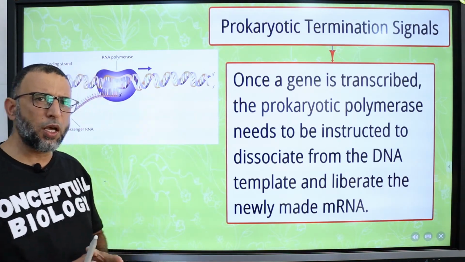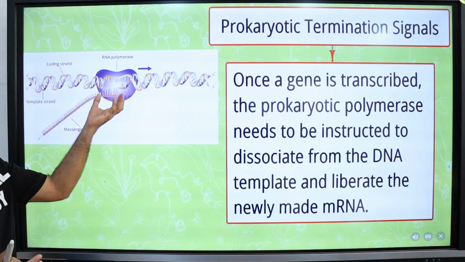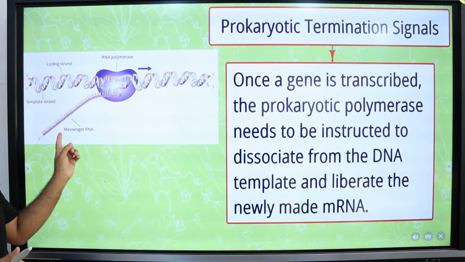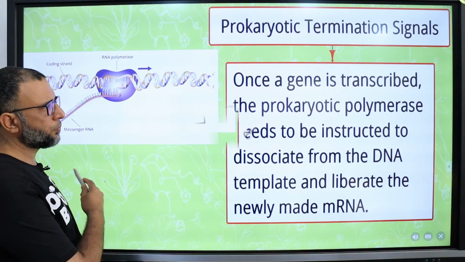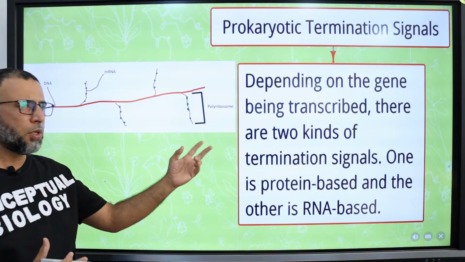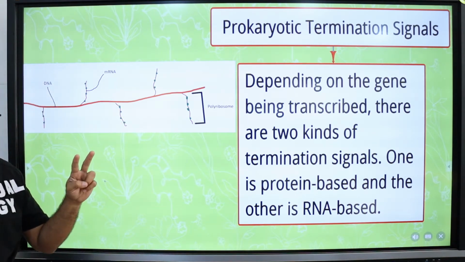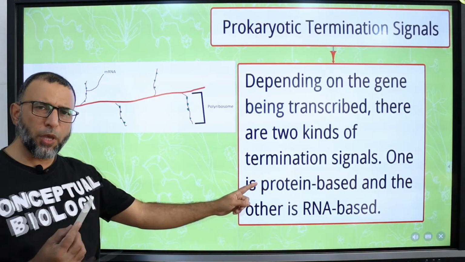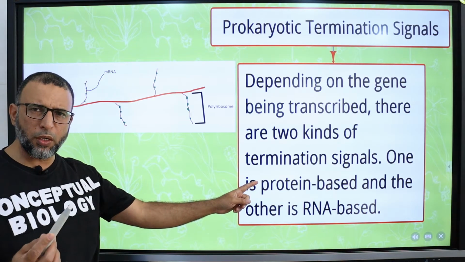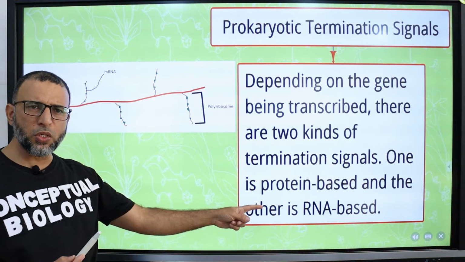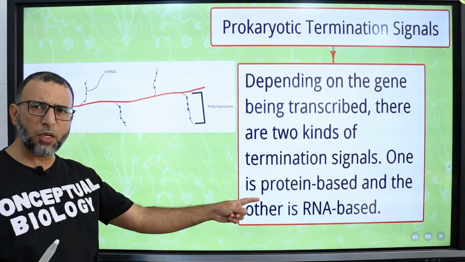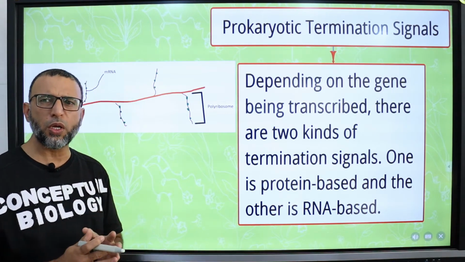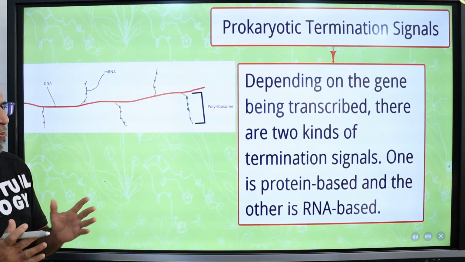Once the gene is transcribed, the prokaryotic polymerase needs to be instructed to dissociate from the DNA template strand and liberate the messenger RNA molecule. Depending on the gene being transcribed, there are two kinds of termination signals. One is protein based and the second is RNA based. Protein based is also known as rho dependent termination, and RNA based is also known as rho independent termination or intrinsic termination. It is a process carried out in prokaryotic organisms as a mechanism for stopping transcription.